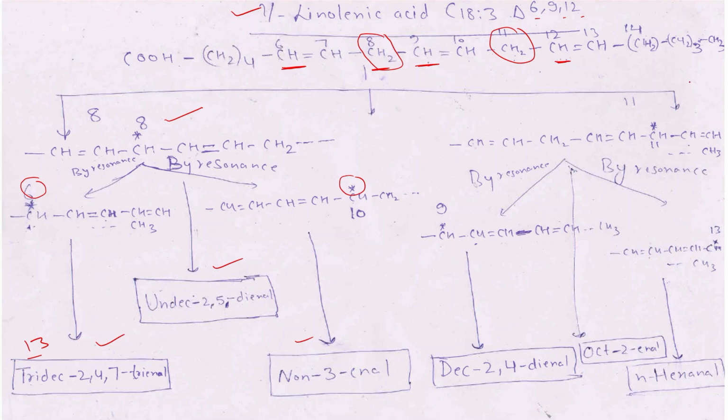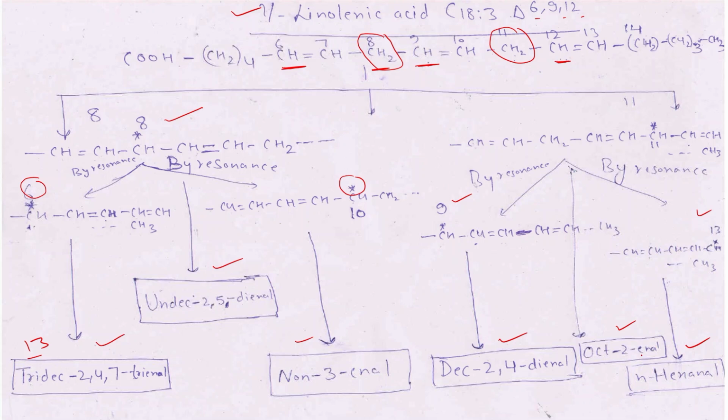Now here also, if the point of attack is 11, then by resonance a 9 free radical will also form, and a 13 free radical will also form. Then you have peroxy radical formation, then hydroperoxide will form, and because these are unstable they will decompose into stable products like deca-2,4-dienal, 2-dienal, and hexanal. All these 4 are the compounds which can be produced during the autoxidation of gamma linolenic acid.